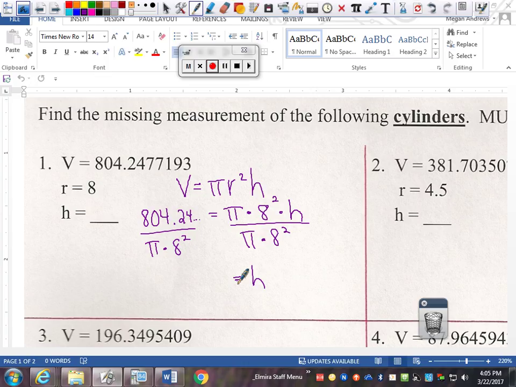804.2477193, and double check it before you move forward. Make sure you don't have any typos. Divided by, don't forget parentheses. If you don't type the parentheses, your answer will come out wrong. Pi times 8 squared, close your parenthesis. And by using an ugly decimal and having to type that in, I do get a nice answer. Many of your answers are going to be nice instead of ugly decimals that you have to round.